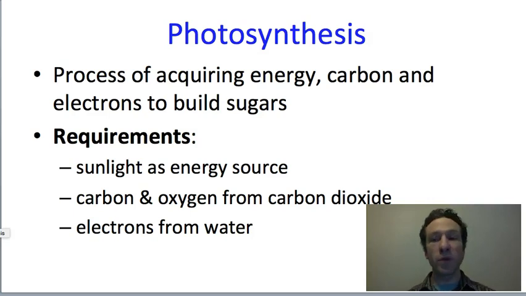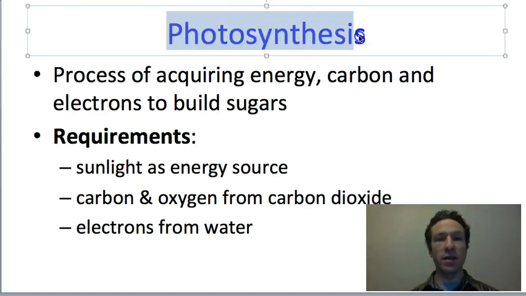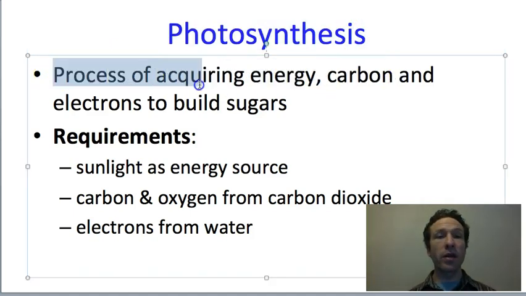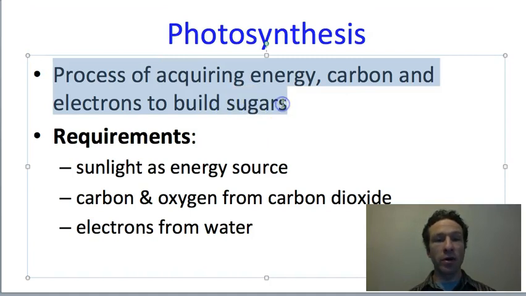We now will switch gears a little bit. We've talked about how plants store energy, but we need to talk about how plants acquire energy and carbon. The process that begins this is, of course, photosynthesis. So this is the process of acquiring energy, carbon, and electrons in order to build sugars.